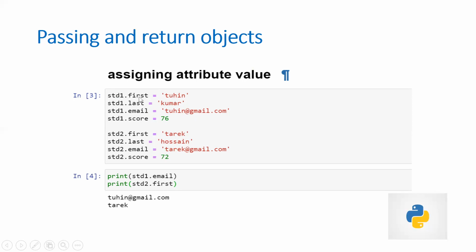The value is his first name. I assume that his first name is Tuhin. So the first student's first name is Tuhin. Then I assign the last name, Kumar. Then I assign an email address to this object std1. I just use a dummy email address. Then I assign a score of 76 to that student. So these are all the attribute values of object 1.